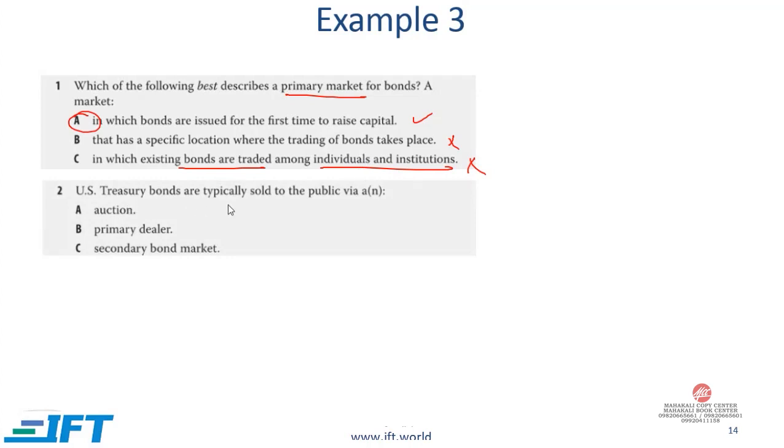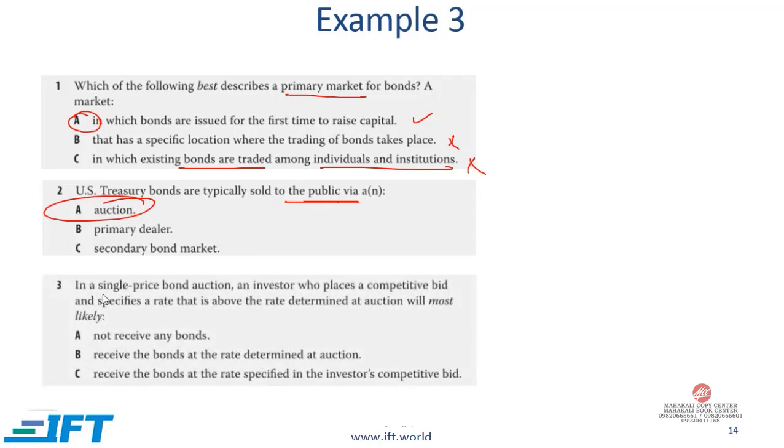US Treasury bonds are typically sold to the public via an auction. I mentioned that briefly here, and we've seen this in economics. In a single price bond auction, an investor who places a competitive bid and specifies a rate that is above the rate determined at an auction will most likely not receive any bonds. I know I have not covered this material here, but as I have said before, this is covered in economics. But since this question has shown up, I'll describe what's going on very briefly.